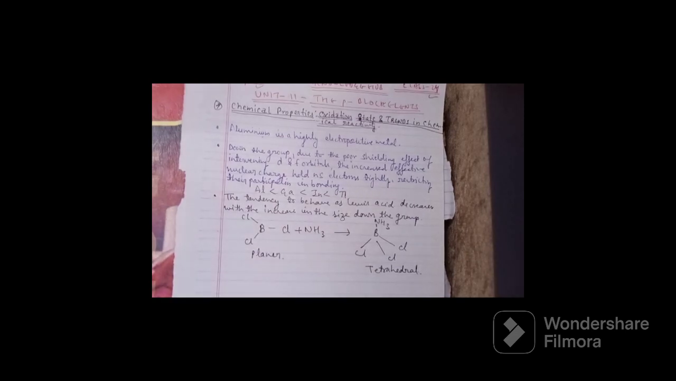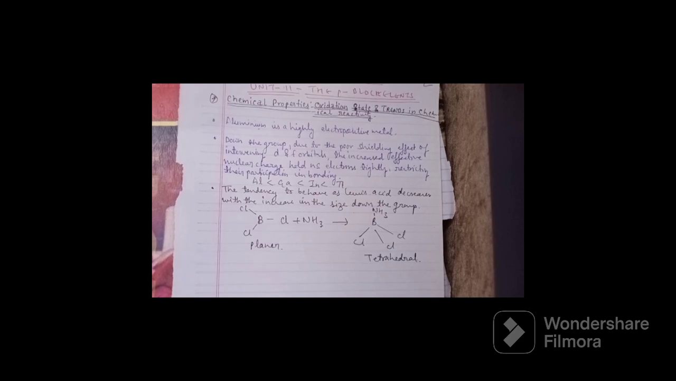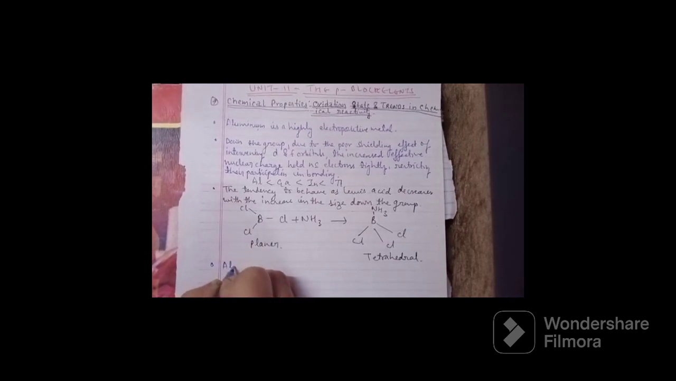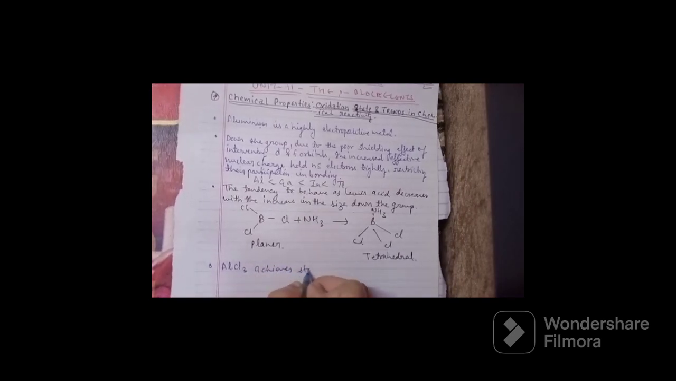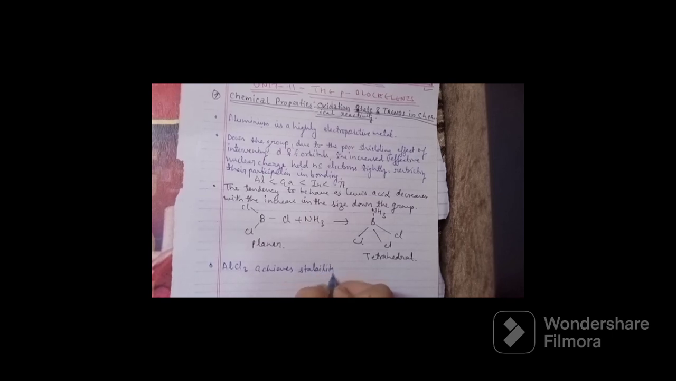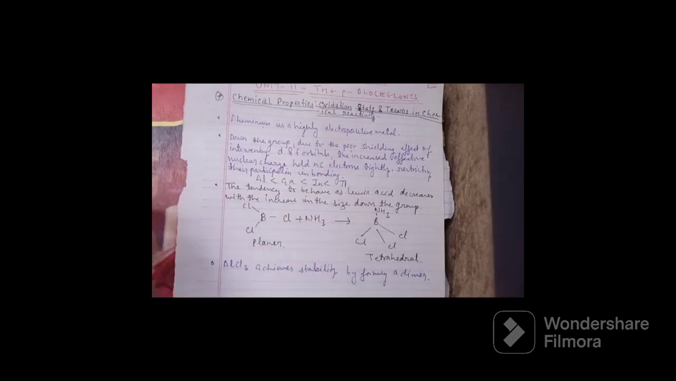Now coming towards the tetrahedral AlCl3, which achieves stability by forming a dimer. So here we go, which is AlCl3.